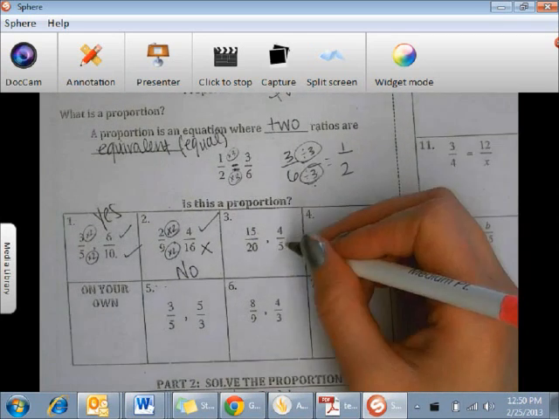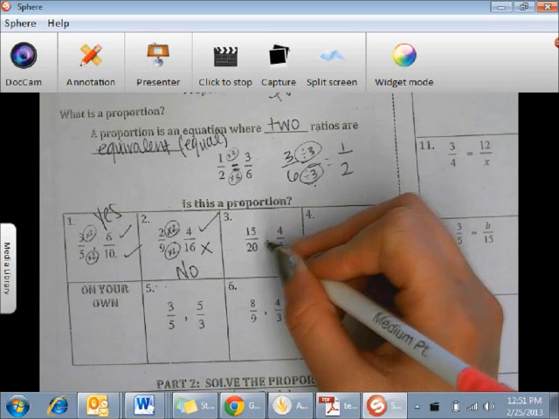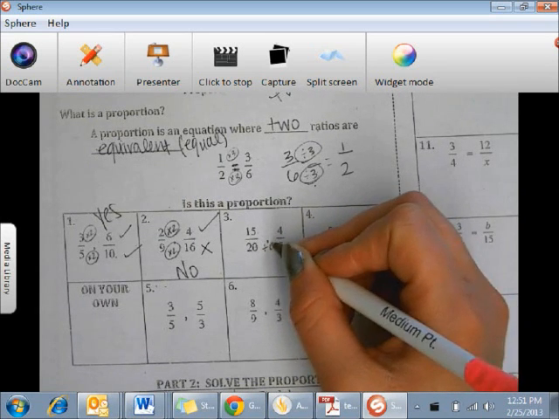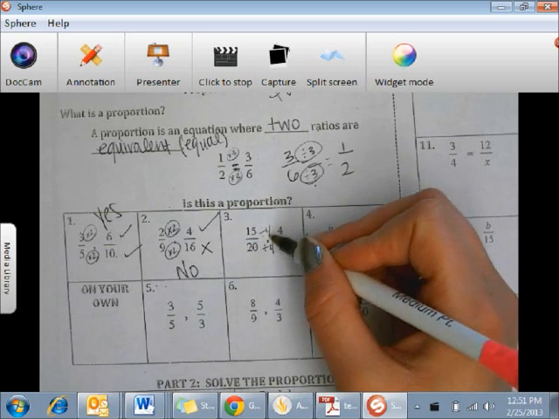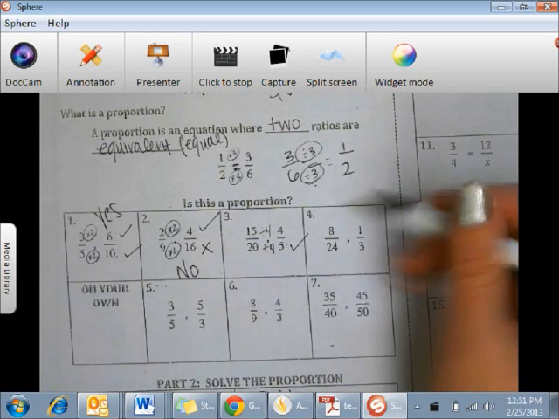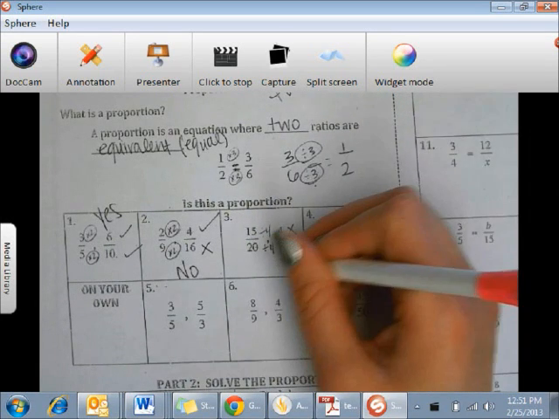15/20 and 4/5. To get from 20 to 5, I have to divide by 4. That'll give me 5. But if I divide 15 by 4, that doesn't give me 4. I would have to divide 16 by 4 to give me 4. And I can't change the numbers, so that doesn't work either.